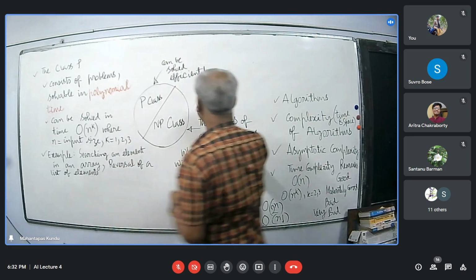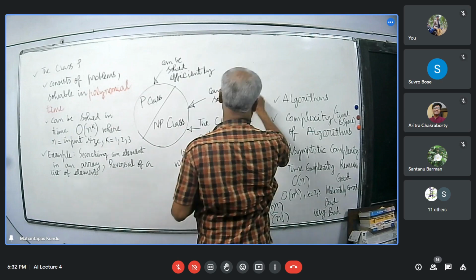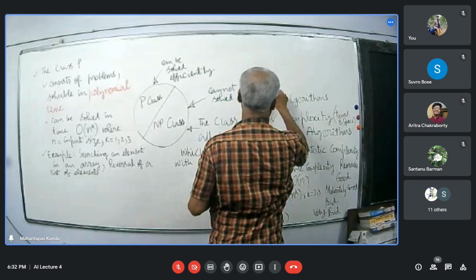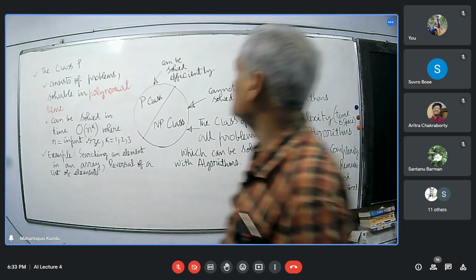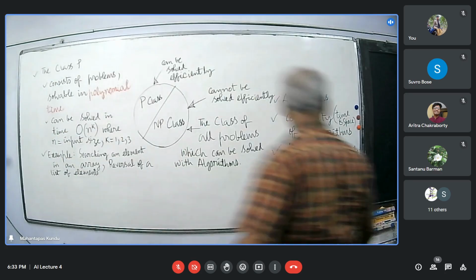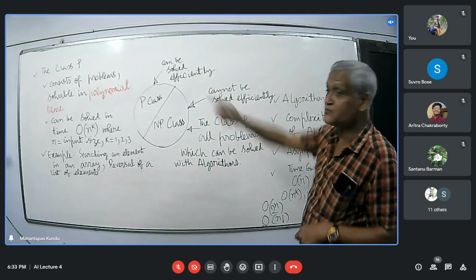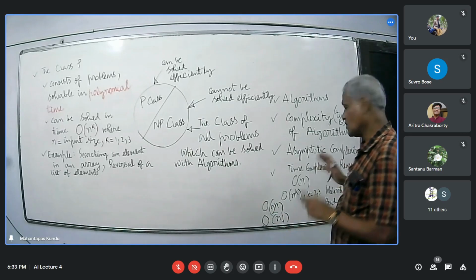And this class of problem cannot be solved efficiently. So let us first discuss P class of problems which can be solved efficiently. Class P consists of problems solvable in polynomial time. That is, such problems have algorithms which can run in polynomial time.